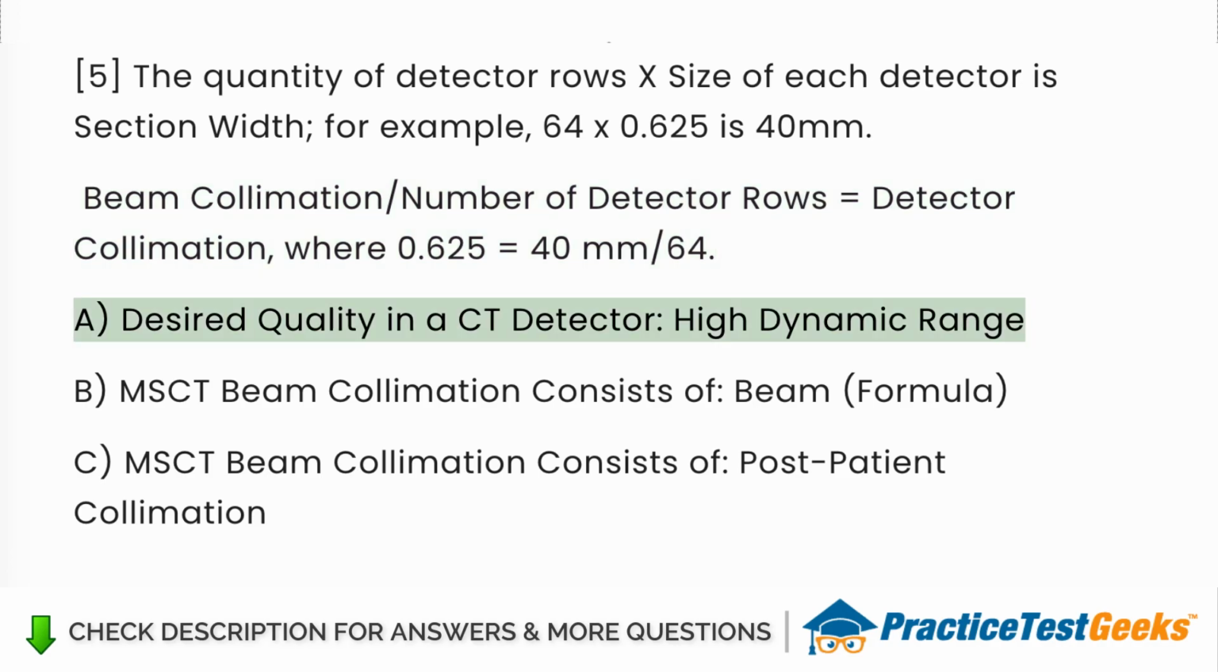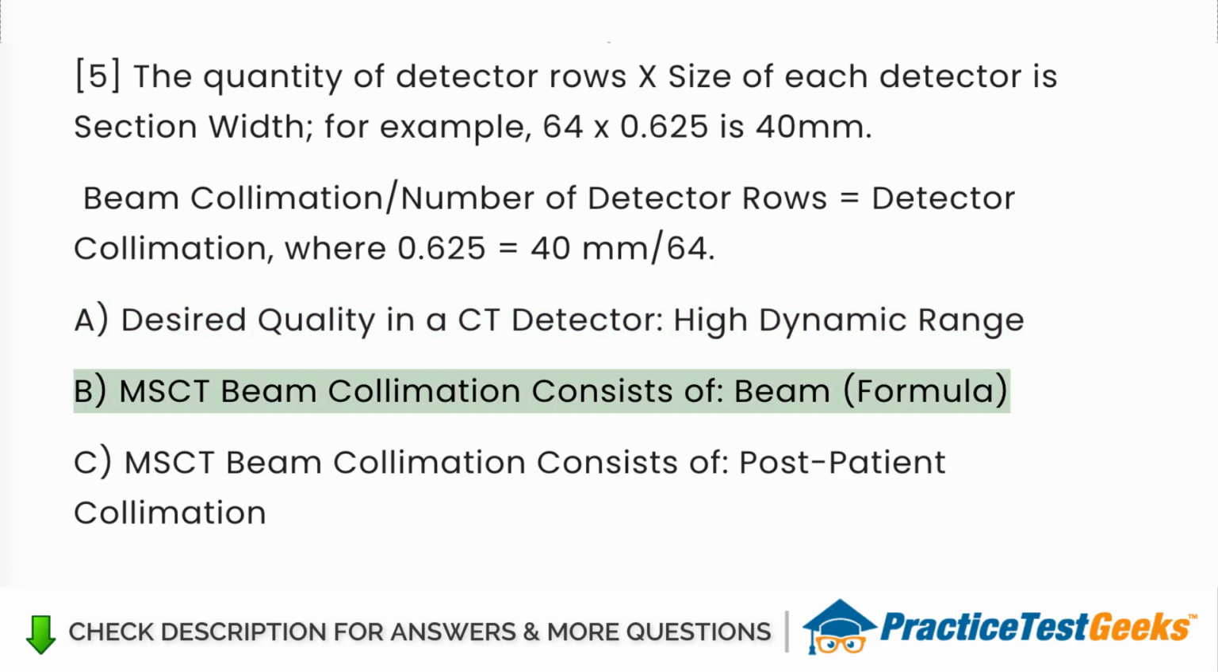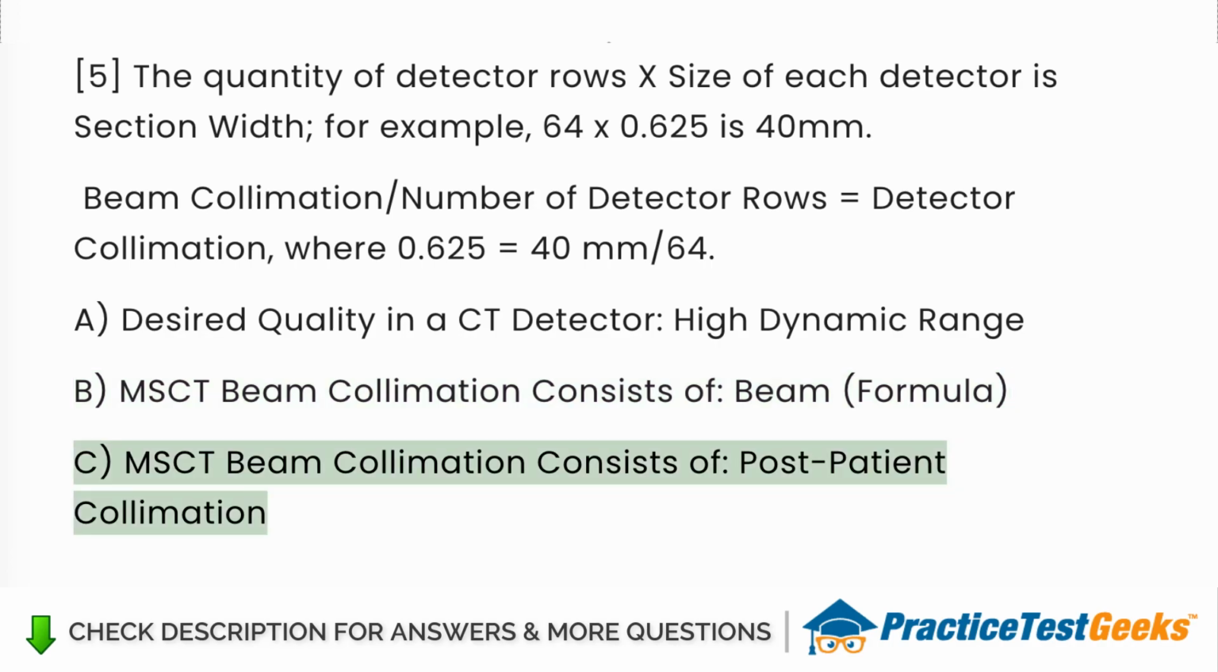A. Desired quality in a CT detector: high dynamic range. B. MSCT beam collimation consists of beam. C. MSCT beam collimation consists of post-patient collimation.